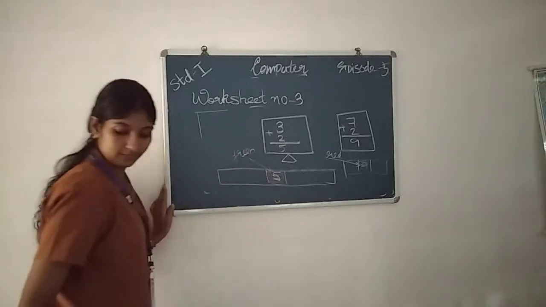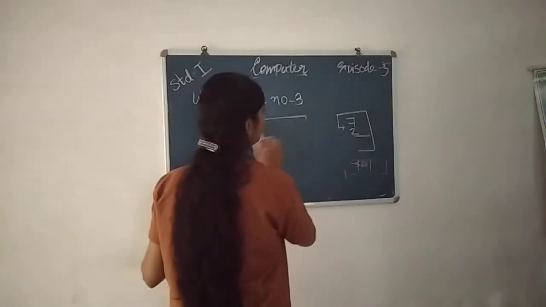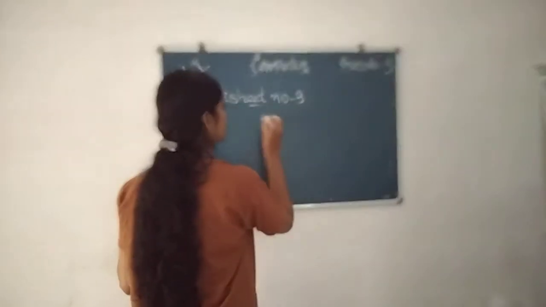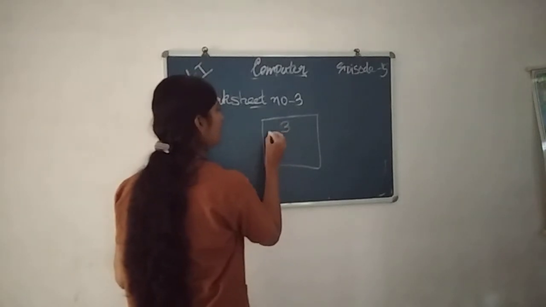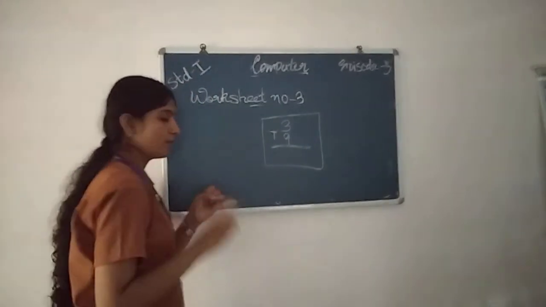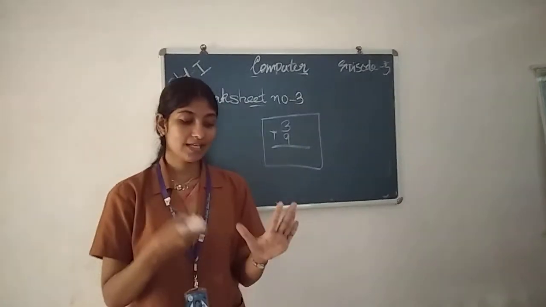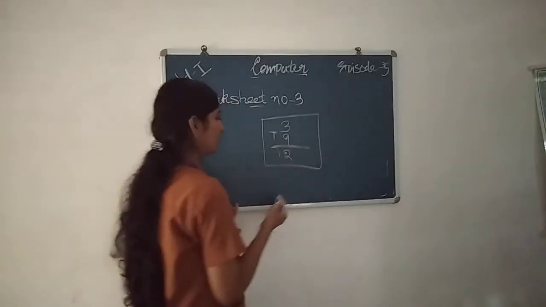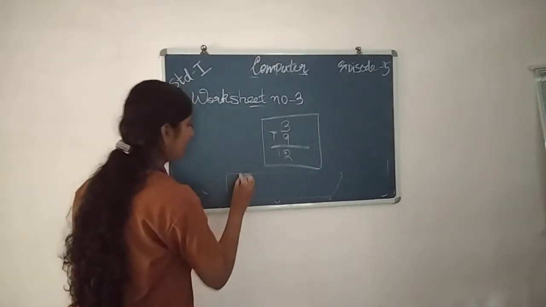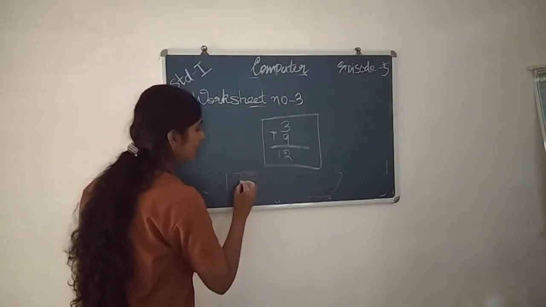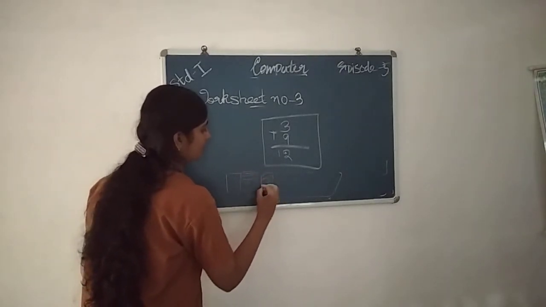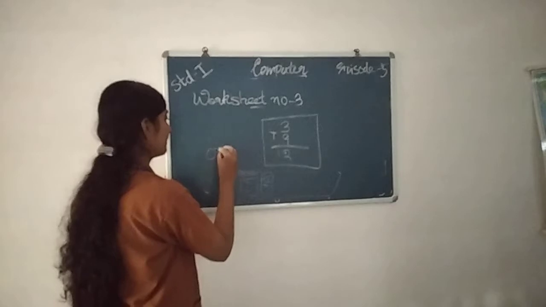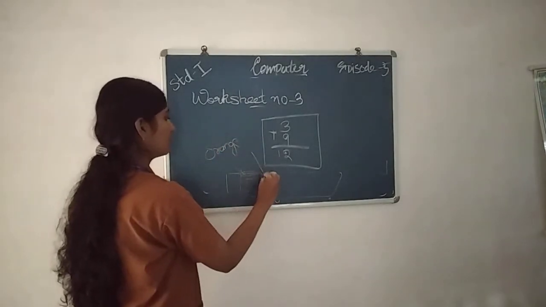So next question. So you have to color 1 and 2. You have to color number 1 and then number 2. Just color the number 1 with orange and number 2 yellow.